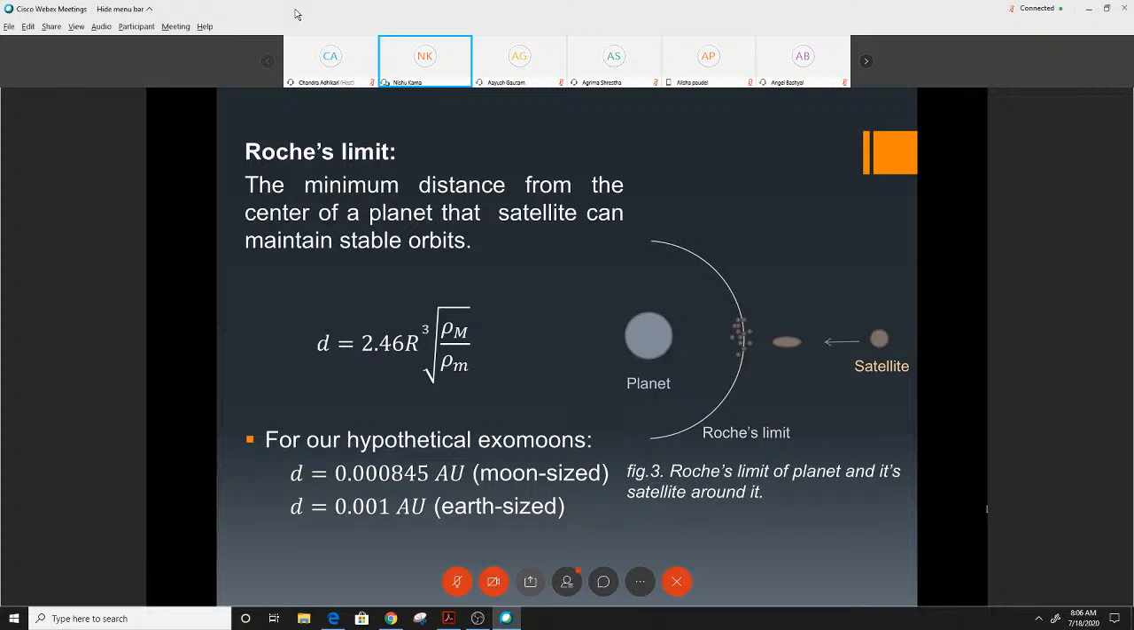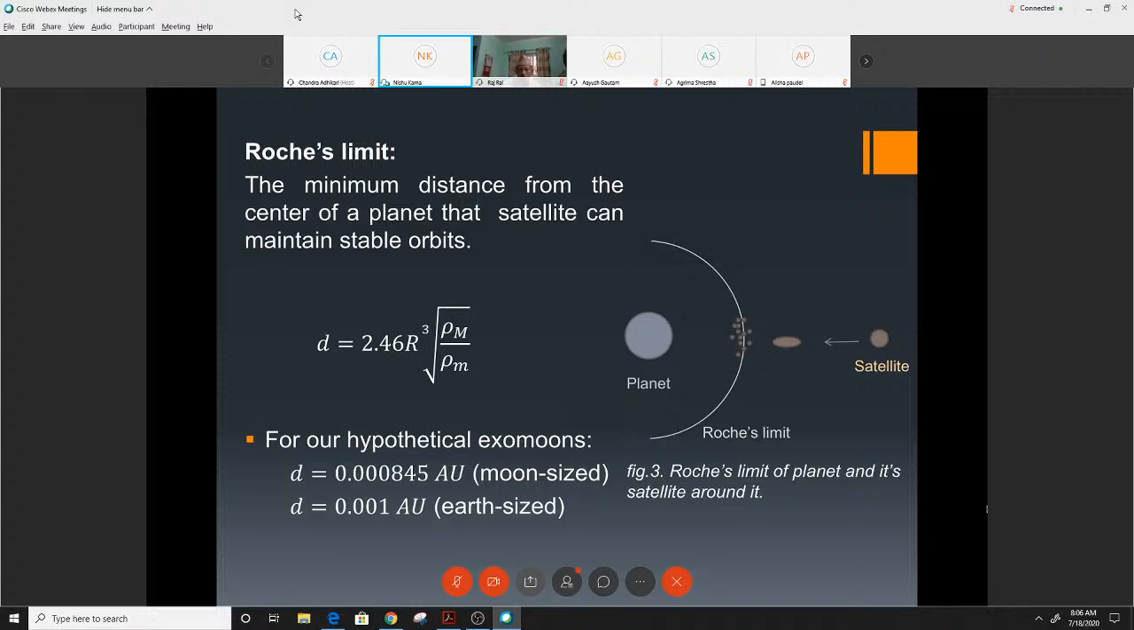In contrast, Roche's limit is the closest distance a satellite can approach its planet without experiencing destructive tidal forces. So, as shown in the figure, if a satellite gets closer to the Roche's limit, the planet's tidal forces start distorting its shape. And if somehow it gets inside the Roche's limit, it starts facing disintegration.